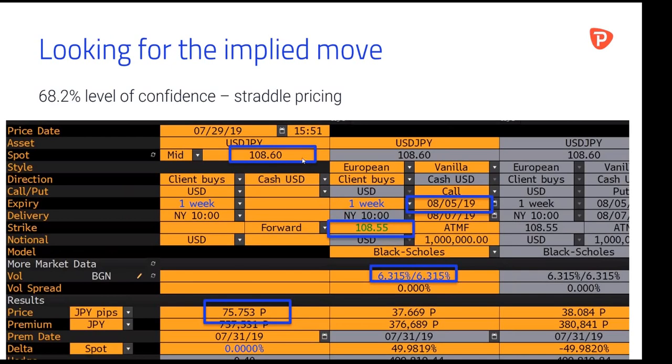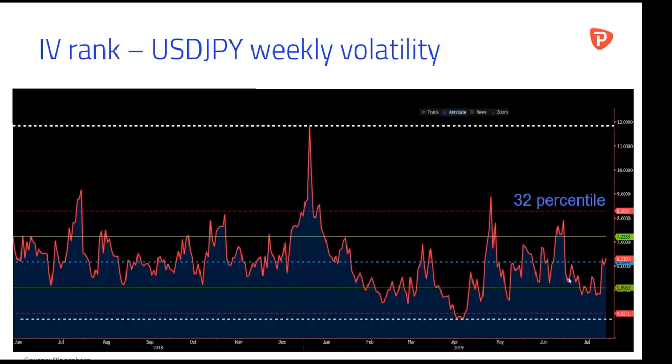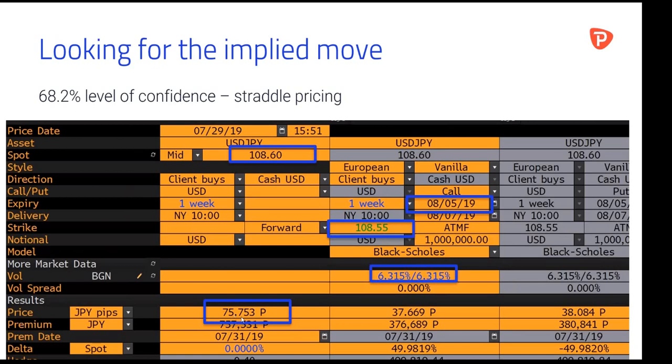I can look at my system. I can look at the at the money straddle price, and I can see that the strike there is 108.55. It's at the money, the closest one they could find. I can see my expiry there. I can see that level of implied volatility, which we had, 6.315. We've applied that to the system, and the market said over the course of the week, we expect a 75-point move up or down.